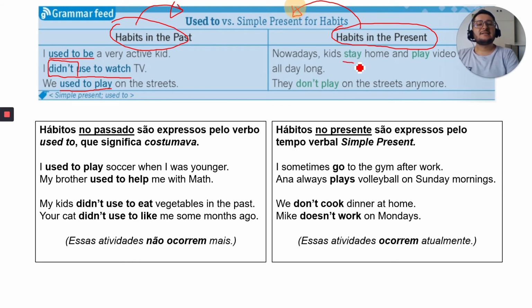Nowadays, kids stay home and play video games all day long.